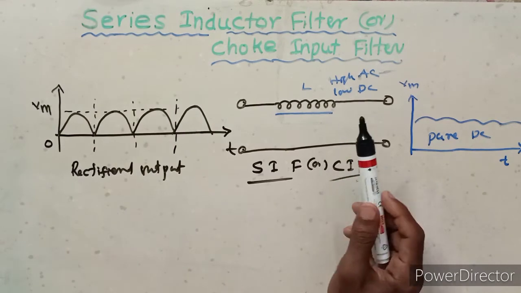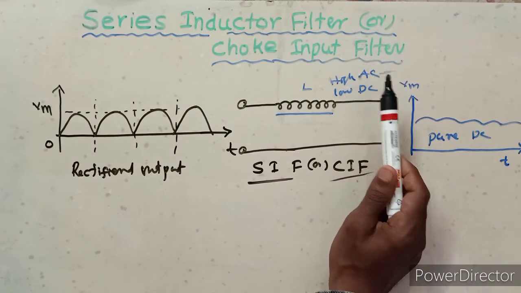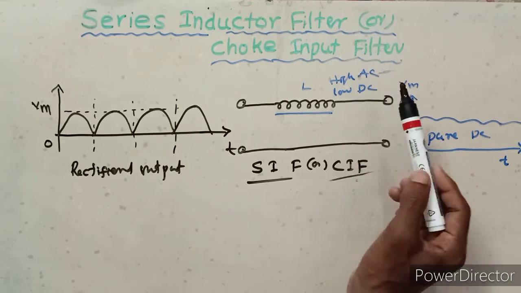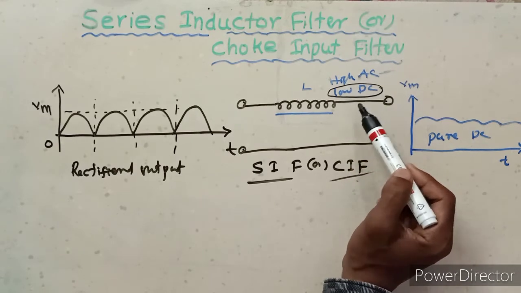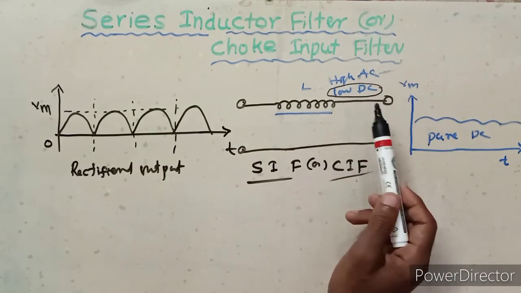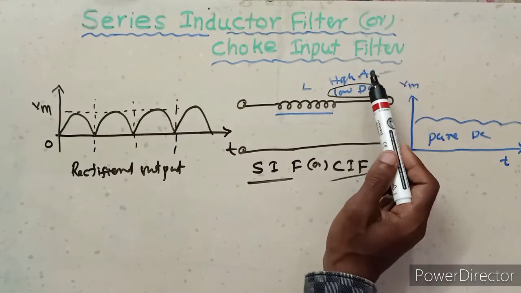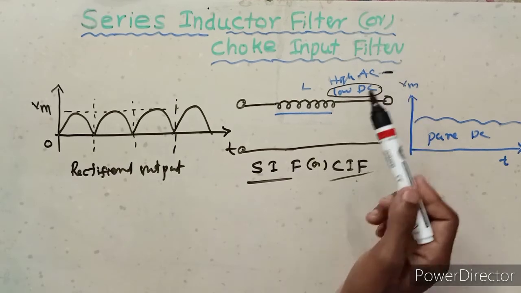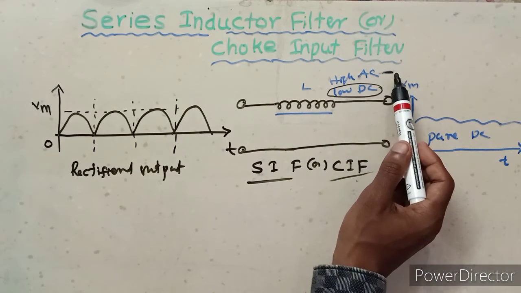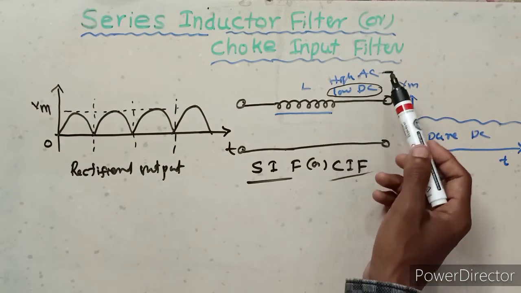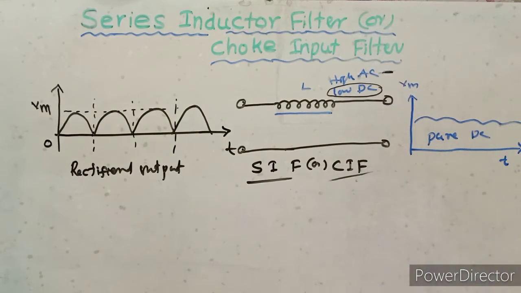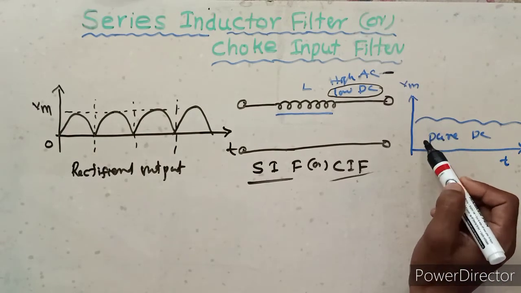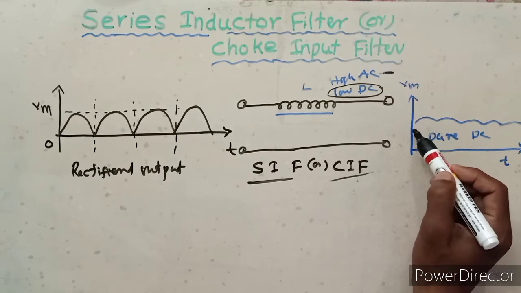Okay, in the series inductor filter, high reactance for the AC components, low reactance for the DC components. So DC easily comes out through the inductor, but AC components are mostly blocked here. Therefore the magnitude of AC components is reduced in the output voltage. So here there are no AC components.